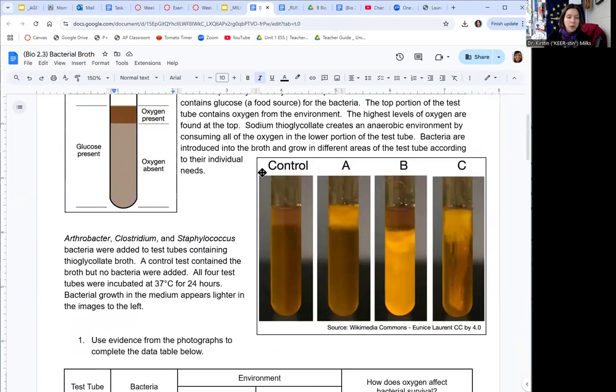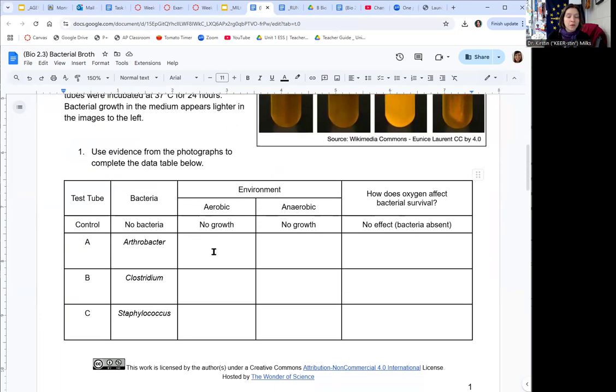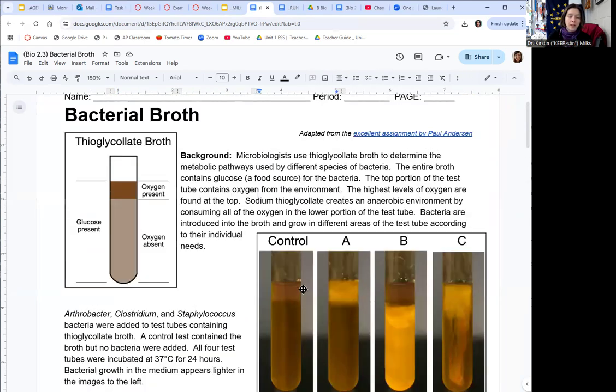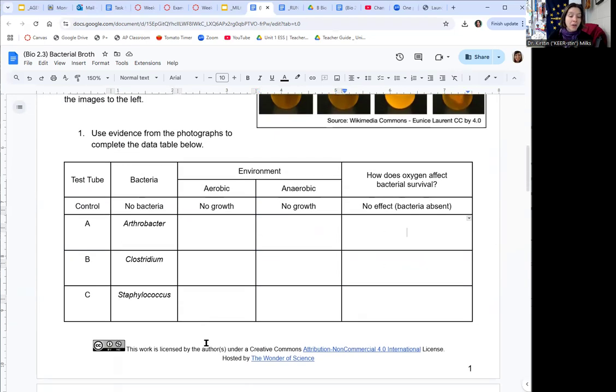So a control tube has broth but no bacteria. All 4 test tubes were incubated in a warm temperature for 24 hours. And then in the medium, the bacterial growth is lighter. It's that yellowish color in this graphic here. So what you're going to do is fill this out. What is it like in the aerobic part and the anaerobic part? And again, aerobic is with oxygen. And then where do the bacteria live, if anywhere?